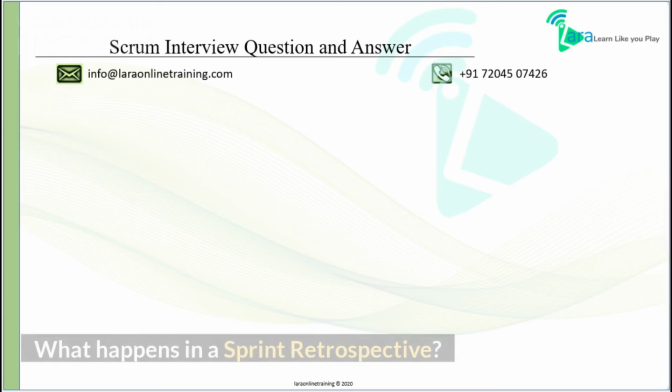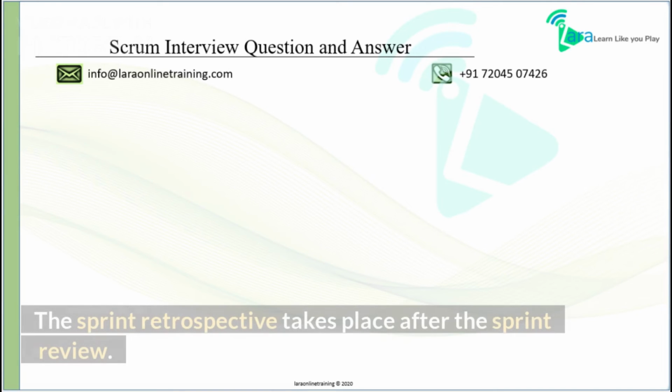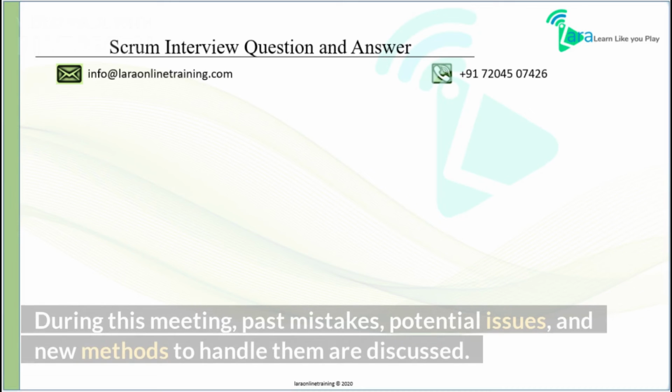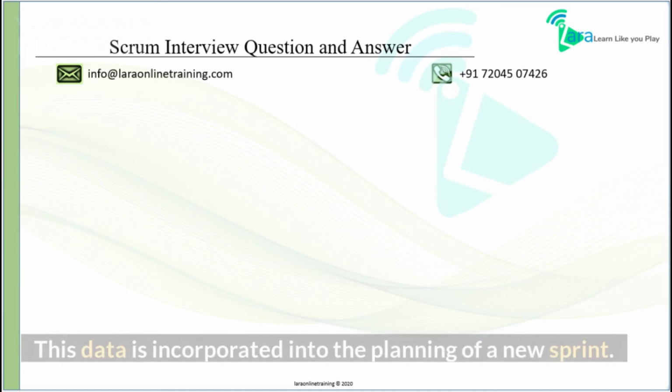11. What happens in a sprint retrospective? The sprint retrospective takes place after the sprint review. During this meeting, past mistakes, potential issues, and new methods to handle them are discussed. This data is incorporated into the planning of a new sprint.